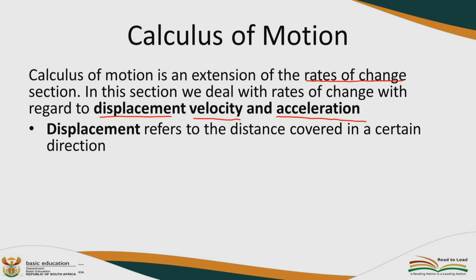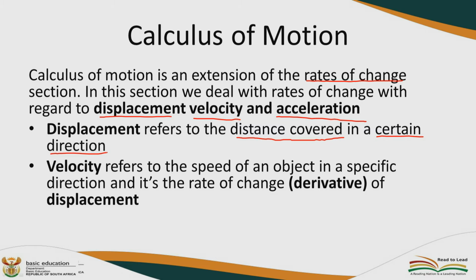Now, let us look at what we mean by displacement. Displacement refers to the distance covered in a certain direction. So this is what we refer to as a vector quantity. It has both magnitude and direction. All right. Now, let us look at velocity. Velocity refers to the speed of an object in a specific direction.